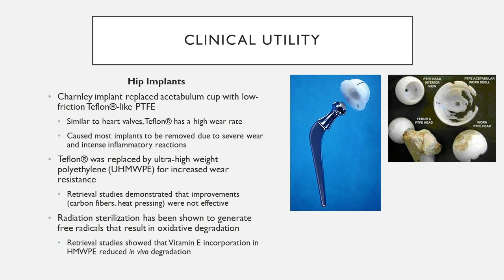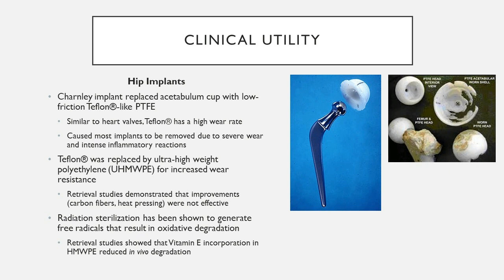Teflon was then replaced by ultra-high molecular weight polyethylene that showed increased wear resistance in comparison to Teflon. Now, in the development stages of utilizing this polymer, many different things were attempted to try and improve its mechanical properties, including different heat pressing techniques and fiber reinforcement, but retrieval studies demonstrated that these improvements were not nearly as effective as in other PE applications.